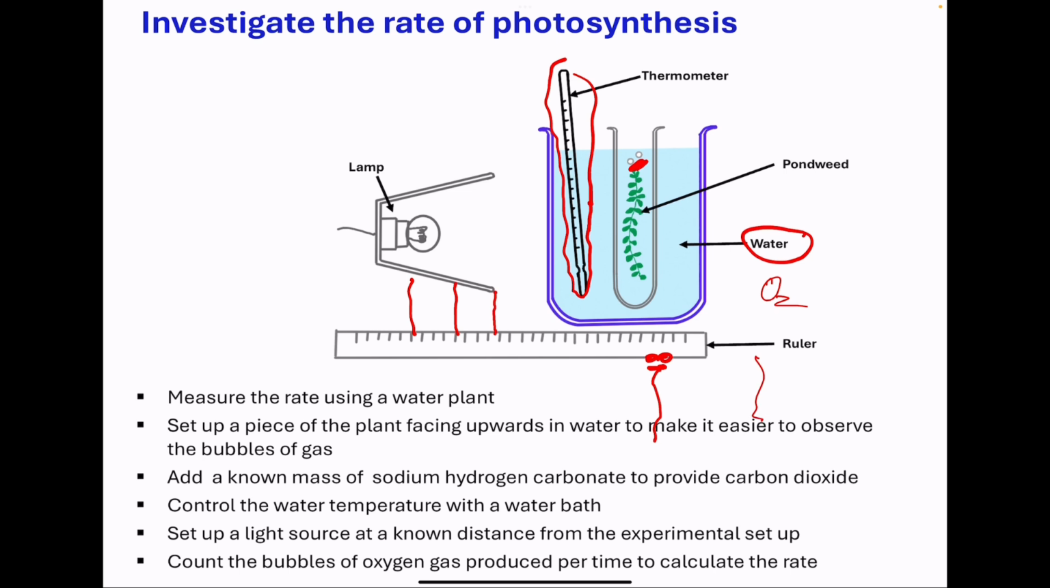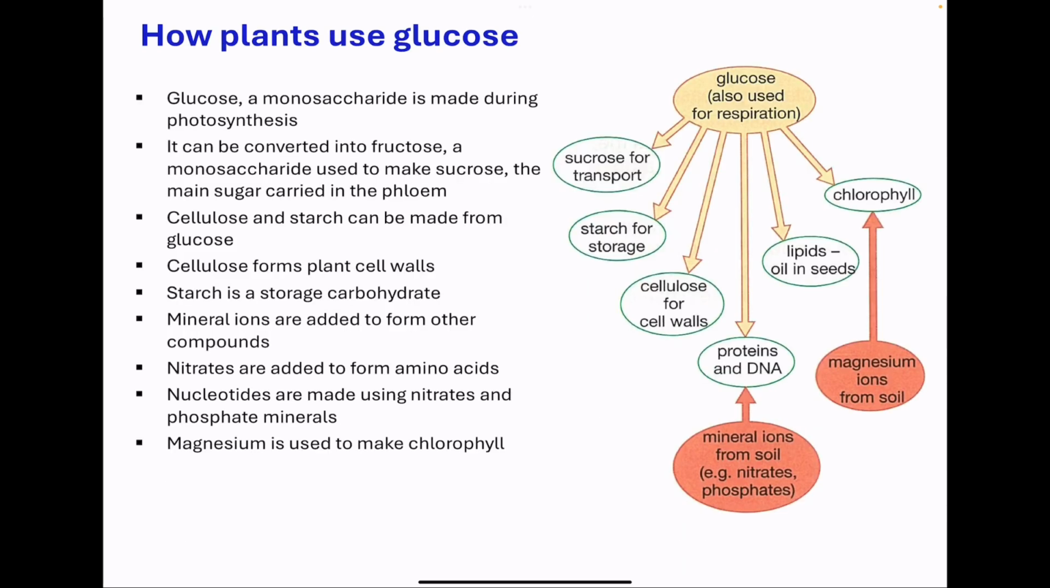If you set it downwards, it's going to be harder because some of the bubbles will dissolve in the water, so it's easier to observe the bubbles if the plant is set up in that manner. We're using sodium hydrogen carbonate to provide CO2, like I already said, and then we use water baths to control the temperature of the water. Light intensity is going to be controlled by moving the lamp at specific distances from the experimental setup, and the bubbles of gas are going to be counted in order to calculate the rate.